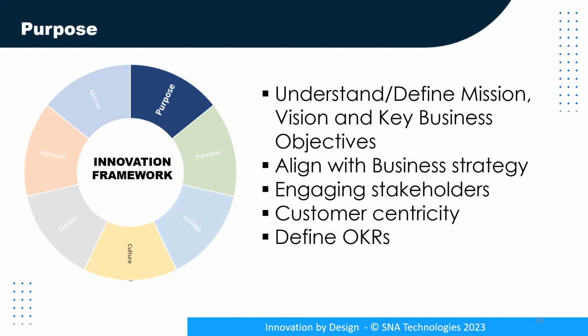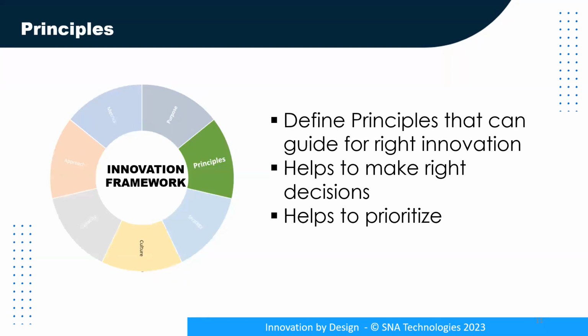And engage the stakeholders, so you have to involve them. Otherwise, if you do your innovation in a research laboratory without understanding your stakeholders and their requirements, the innovation that you come up with may not be that good. Customer centricity is very important, because you need to understand the customer well before you come up with an innovation. And then you have to define the OKRs, the objectives and key results: what are your objectives, and what result are you expecting from the innovation? Okay, so this is very important. Defining the purpose is the first thing that you need to do when you're innovating.